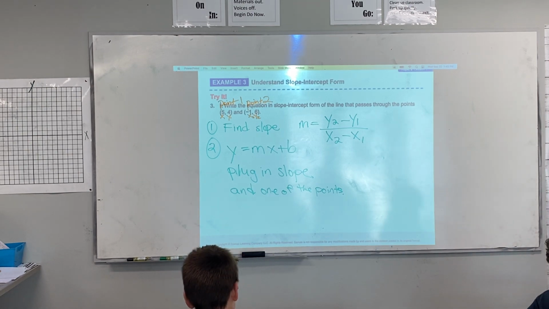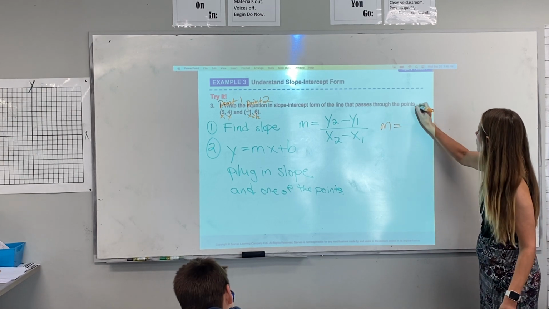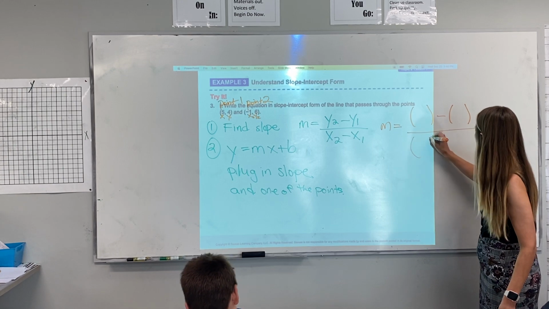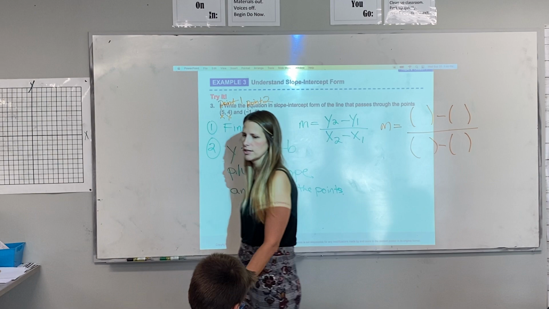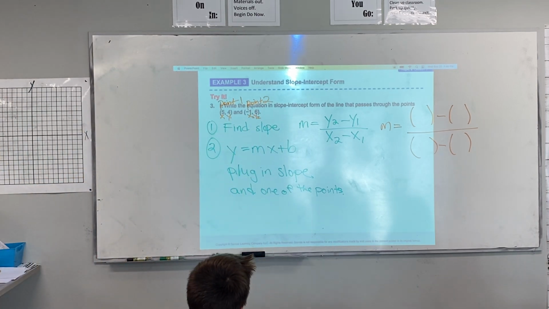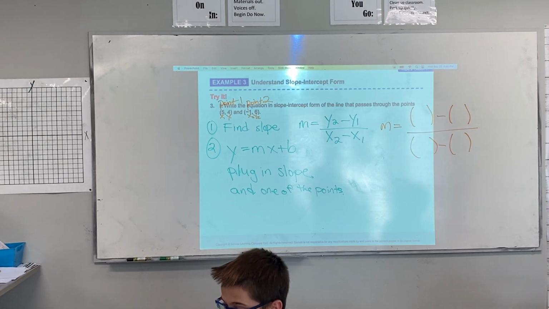Okay. So when you plug in, you're rewriting your slope formula: blank minus blank over blank minus blank. Parentheses save lives. Well, they save math problems. So I got it to this point. That is not the correct slope. Let's see what we did there. I don't see parentheses.